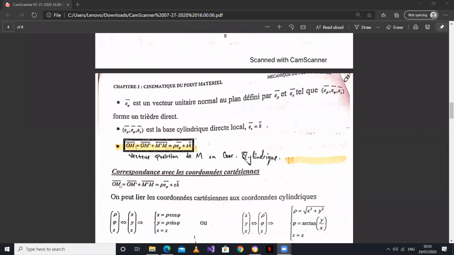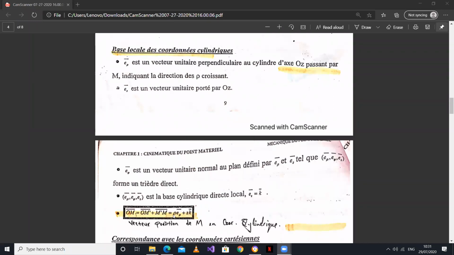So the vector position, when we say vector position, that's how you define the position of any vector in this coordinate system. You use these things. So that's where this equation comes from. OM is equal to OM prime plus MM prime, which is equal to rho E rho plus ZK. Rho suivant E rho plus Z suivant K. Rho in the direction of E rho plus Z in the direction of K.